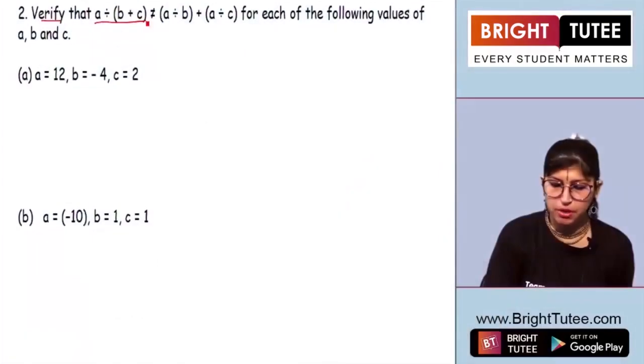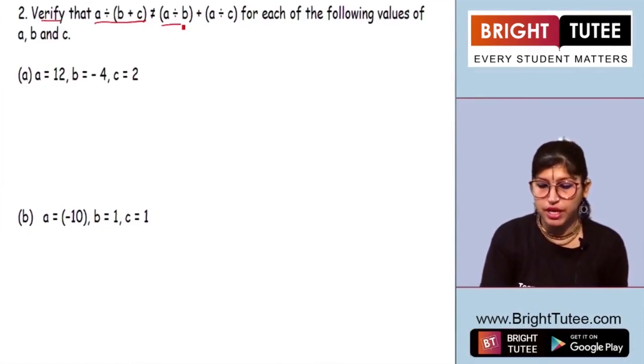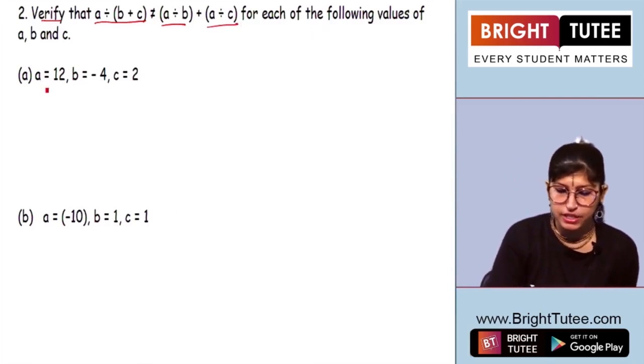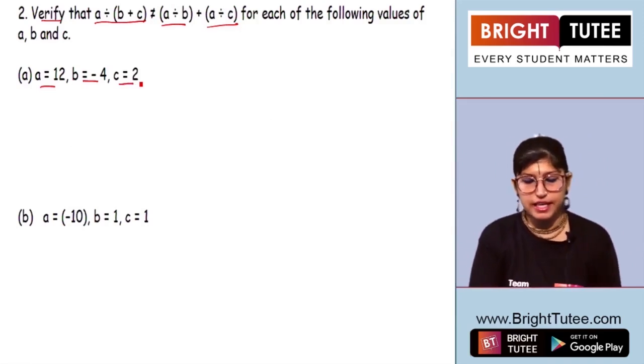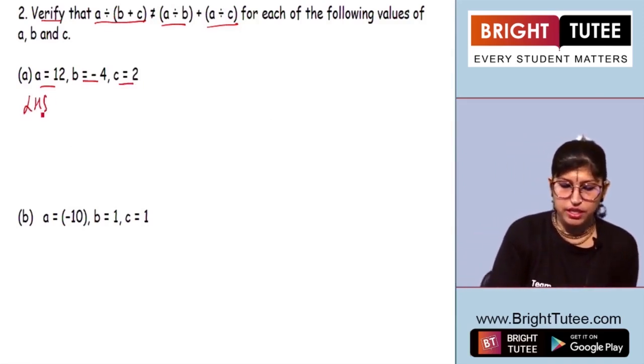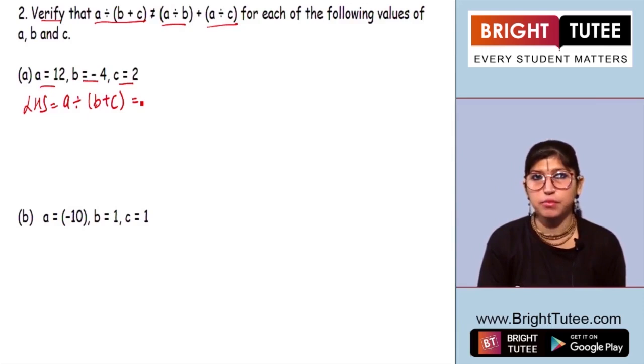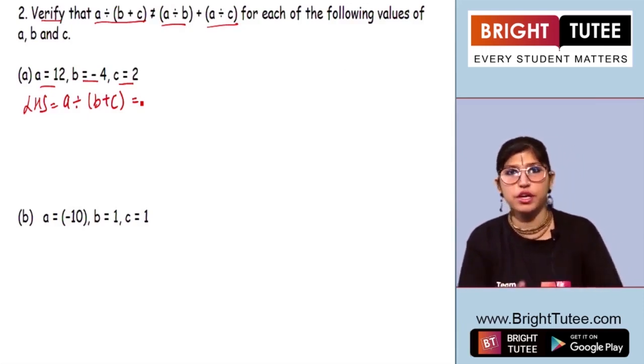Let's move on to question 2 now. Question 2 says: verify that A divided by (B plus C) is not equal to A divided by B plus A divided by C for each of the following values of A, B and C. The first part says A is 12, B is minus 4 and C is 2. What we need to verify is that the left hand side, A divided by (B plus C), is not equal to the right hand side, A divided by B plus A divided by C. That means the distributive property is not holding here.